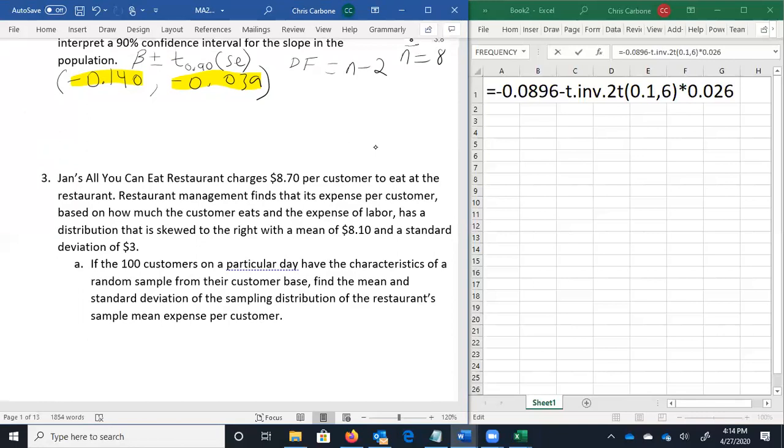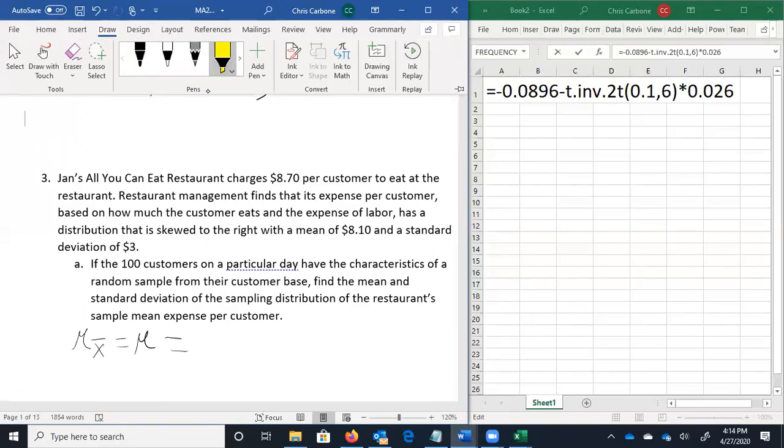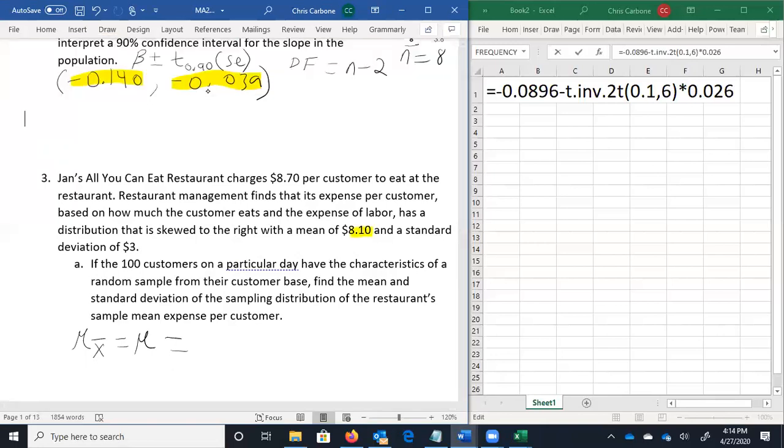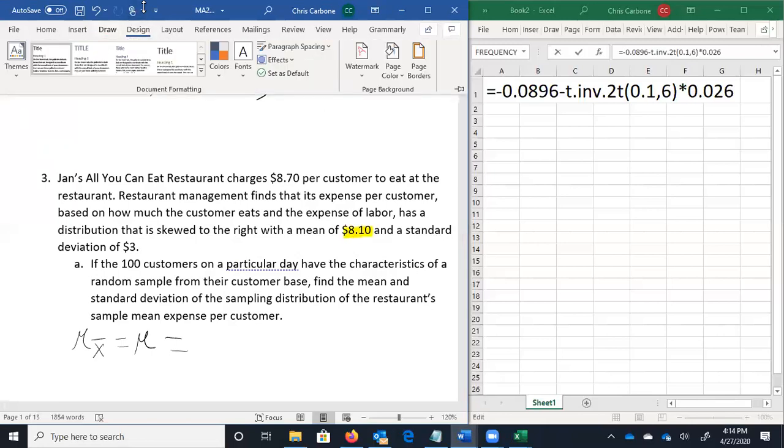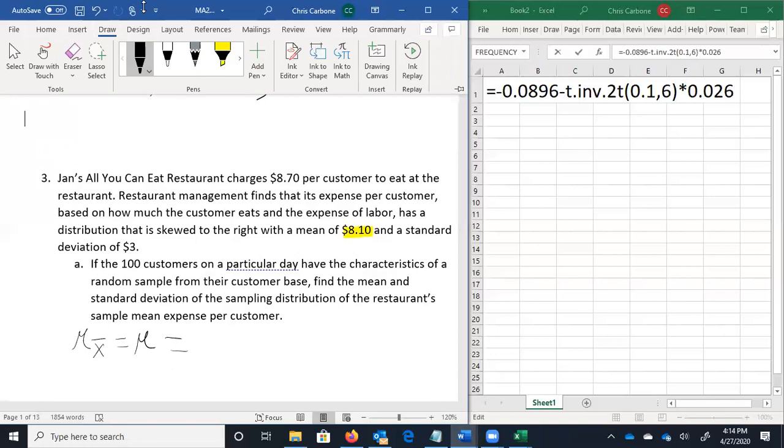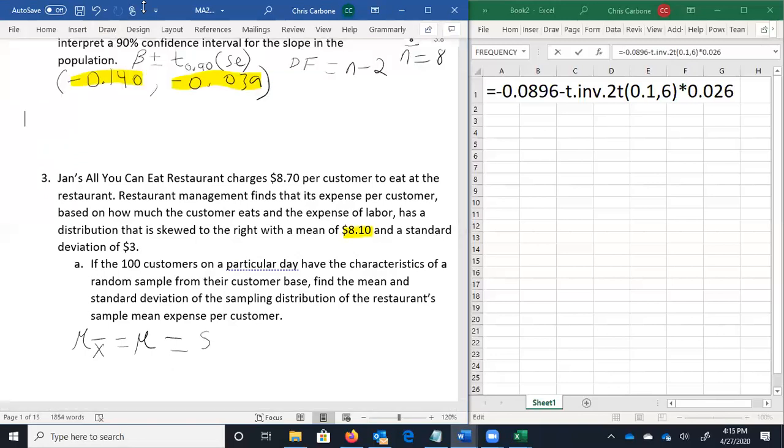So those formulas, well, one formula, the other one's not really a formula: the mean of the sampling distribution is the same as the population mean. And we were told in this question that the population mean is $8.10. So that means this mean is $8.10.